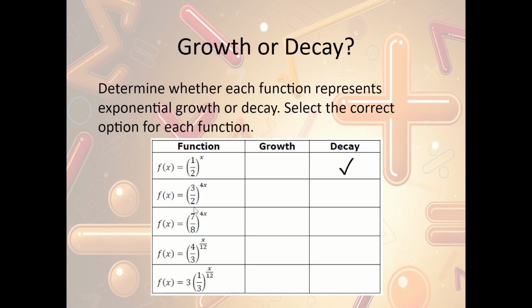We have 3/2 to the x. Well, that's bigger than 1, right? Because that's 1.5, so that's growth. 7/8. Well, that's smaller than 1, so that's decay. 4/3, again, that's bigger than 1, so that's growth. And 1/3 is less than 1, so that is decay. Notice it didn't matter that they put a coefficient. It didn't matter that they messed with the exponents. This is the only number that matters. If it's bigger than 1, it's growth. If it's smaller than 1, it's decay.